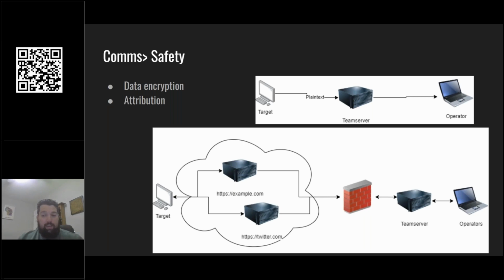But if you're encrypting that data with AES or RC4, and hopefully another protocol on top of it, if you can, like HTTPS, then it's going to be a lot safer for everyone, and you're not going to be potentially endangering your customer. In terms of attribution, we have 2 diagrams here. The top one, the target is talking directly to your C2 server, and it's just out in the open.